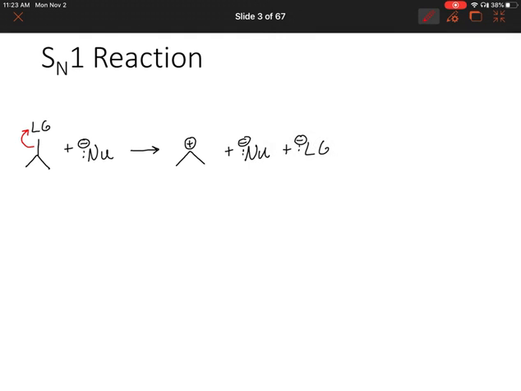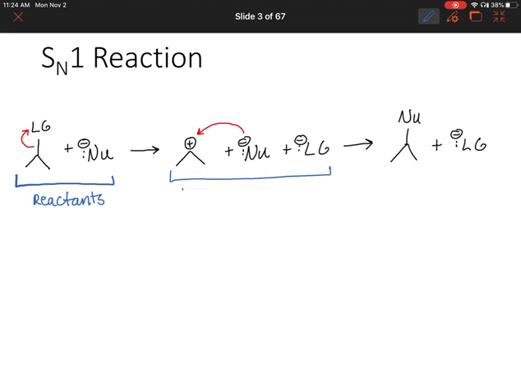And then in the second step, the nucleophile is going to be attracted to anything that's partially positive or fully positively charged, right? We talked about that in chapter 6. So the nucleophile is now going to attack that positive charge, and it's going to replace the leaving group. So then we get our products that we saw on the last slide. Okay, so we have reactants on the far left. We have an intermediate. And then we have our products.